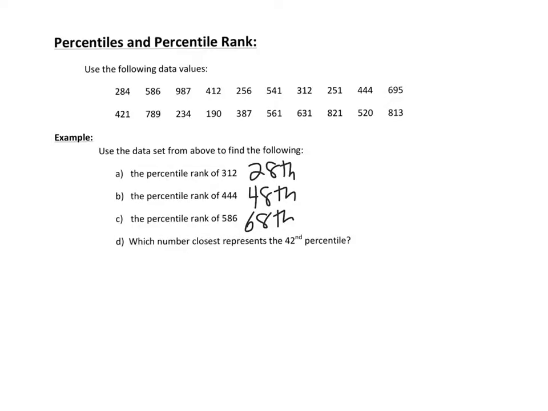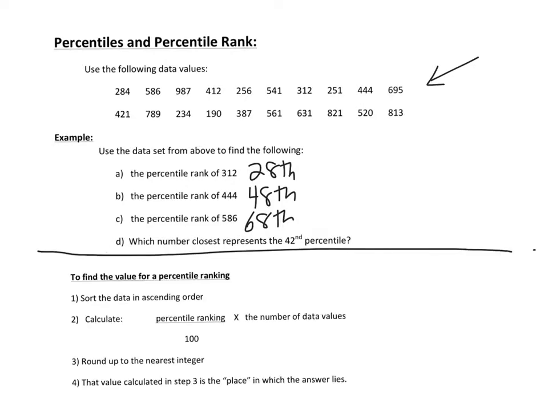For letter D, now we're being asked a little different question. We're not asking to find a percentile rank. We want to know in letter D, which of these 20 numbers corresponds to the 42nd percentile? Which of these numbers, if I use that percentile rank formula, would give me the 42nd percentile? And to do this, we're going to follow a little different set of procedures.